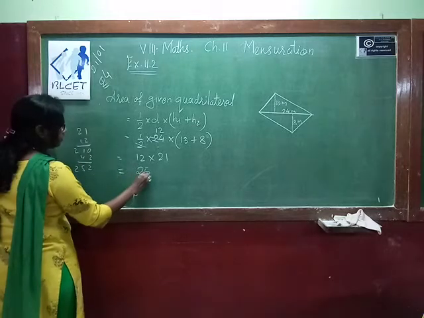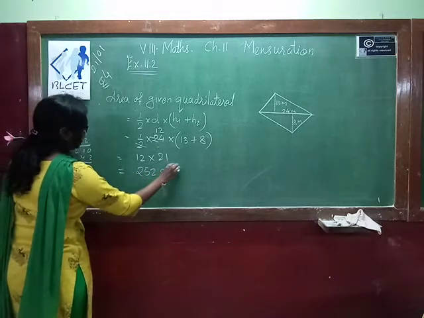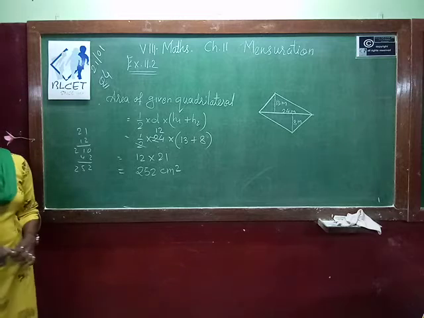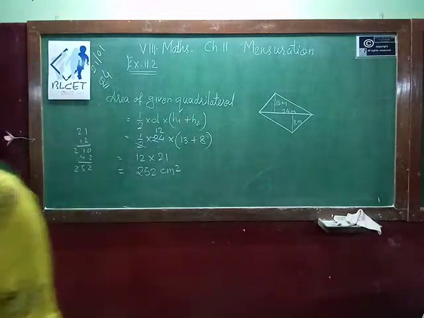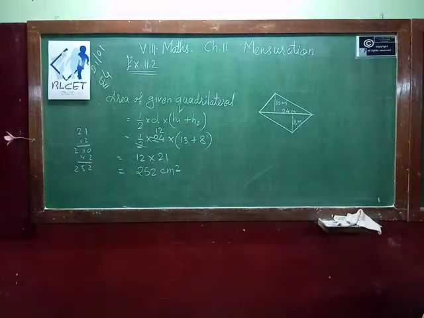252 centimeters square. So this is the area of the given quadrilateral. So this way we can find the solution of question number 4. Move on to the next question.